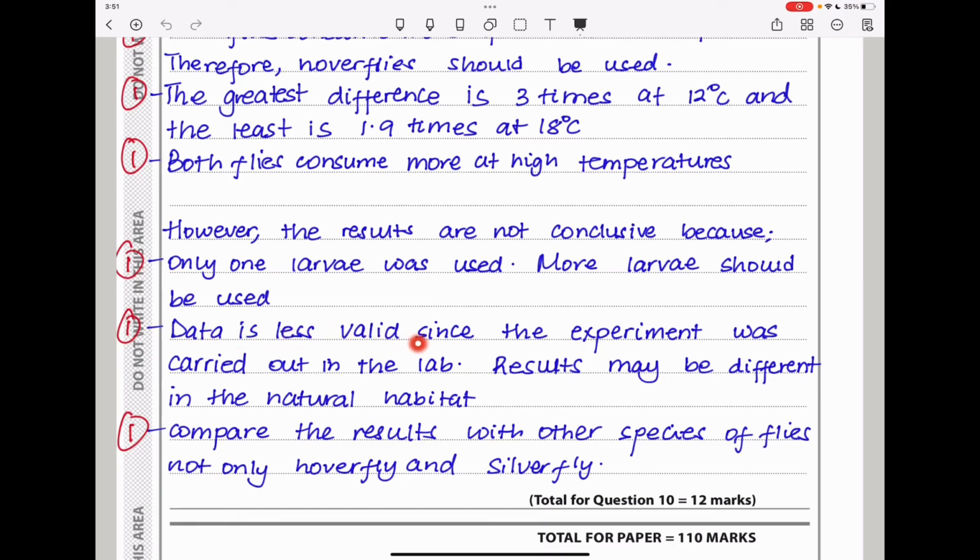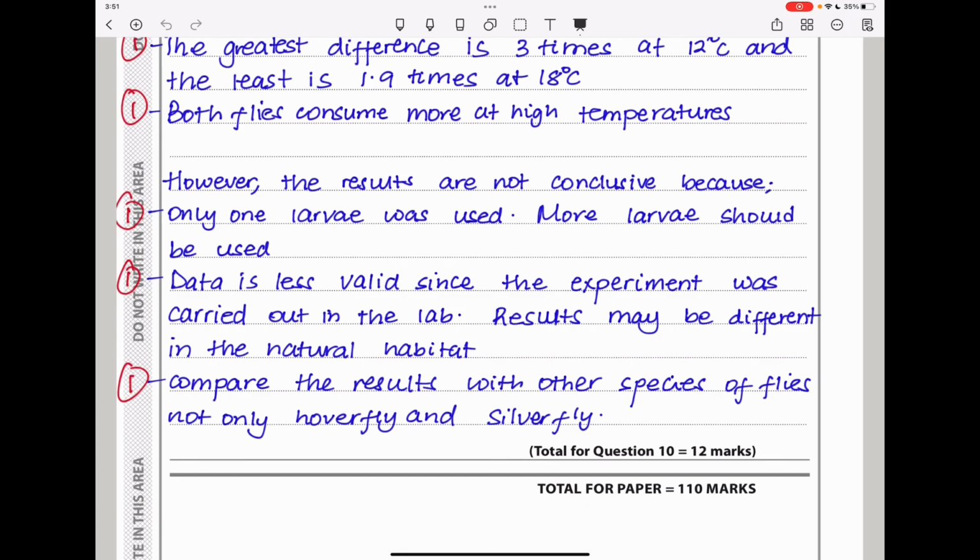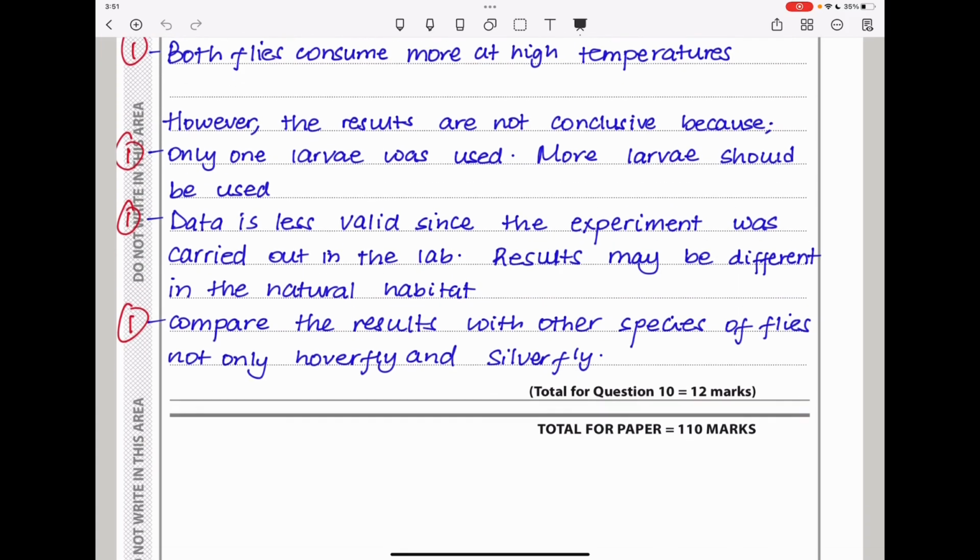So the data is less valid since the experiment was carried out in the lab. Results may be different in the natural habitat. That's correct, because lab conditions are more controlled than what will happen in real life. Also, compare the results with other species of flies, not only hoverflies or silverflies. So maybe there could be others that are better biological control agents. So we have to work with more different types of flies and see the comparison.